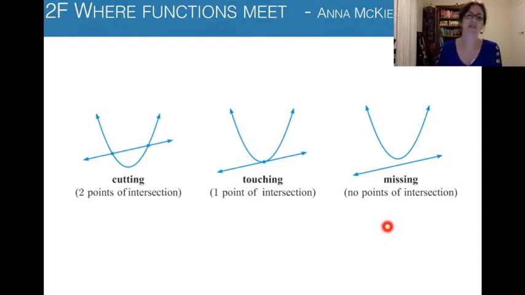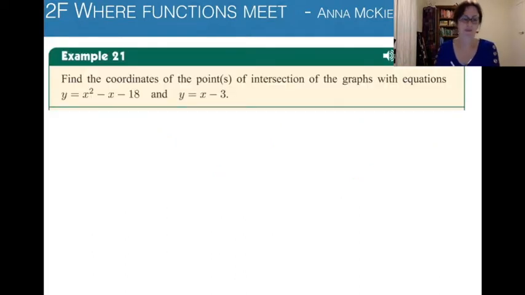And that's going to have particular connections with the discriminant that we've done some work on. And in terms of there would be two solutions, there would be one solution, or there'd be no solutions in these scenarios. Okay, a couple of examples. If you're asked to find the coordinates of the points of intersections of the graphs with these two equations, now my tip is, while you've got your graphics calculator, graph them both. See what they look like and see where they meet, and so you've already got an idea of what answer you're going to get, so you'll know if it's reasonable or not.